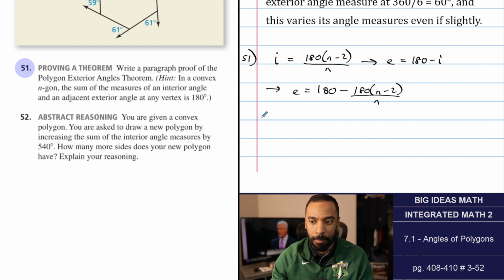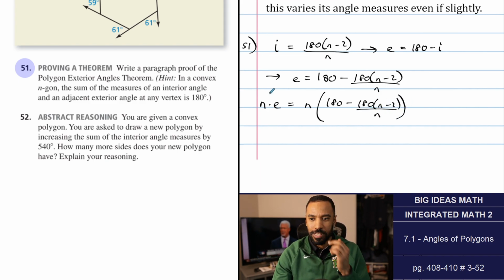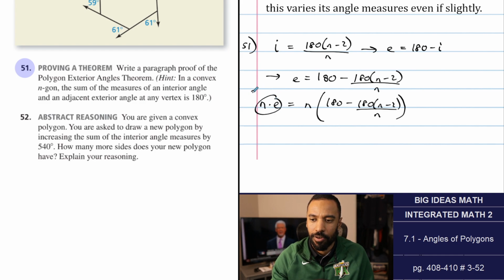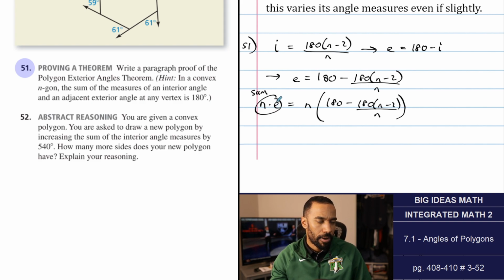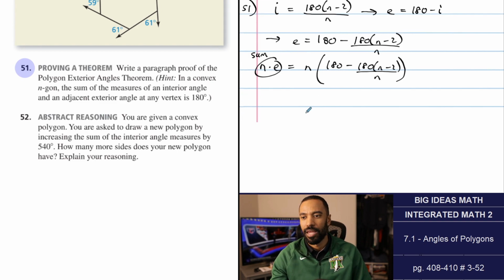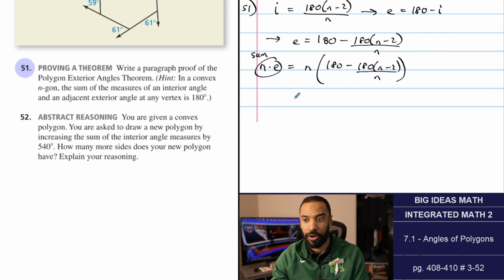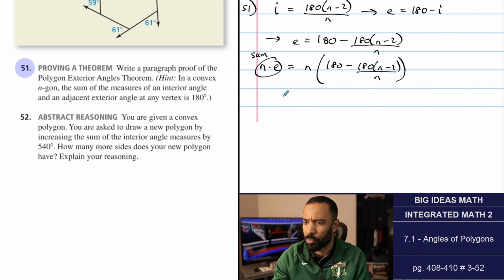n, if you multiply it by n, times e is n times 180 minus 180 times (n minus 2) all over n, because this is the sum of all the exterior angle measures. You take each exterior angle; this is a regular polygon. I couldn't care less about that. I don't know if this is working it out. This is definitely not a paragraph. I'm just seeing if I can work this thing out the way I want it to.